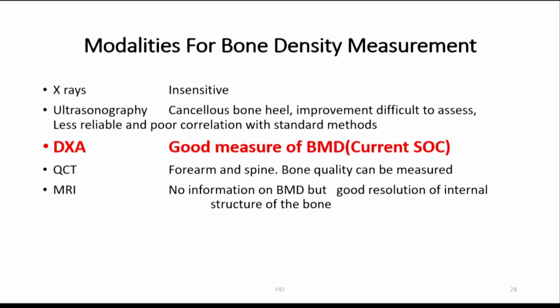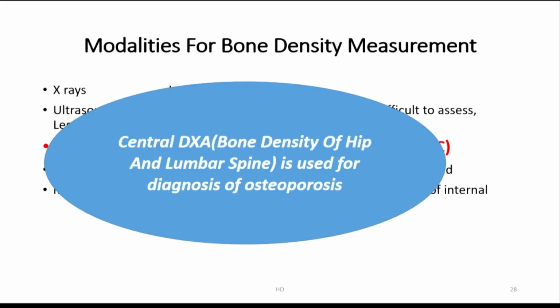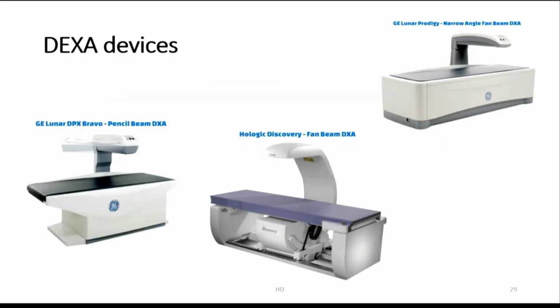These are various modalities that can be used to measure bone mineral density, that is X-rays, ultrasonography, DEXA, quantitative CT, and MRI. But DEXA is currently the standard of care. It gives a good measure of bone mineral density. And in DEXA also, we should do central DEXA, that is bone density of hip and lumbar spine, which is used for diagnosis. These are various DEXA machines, which are used to measure bone mineral density.